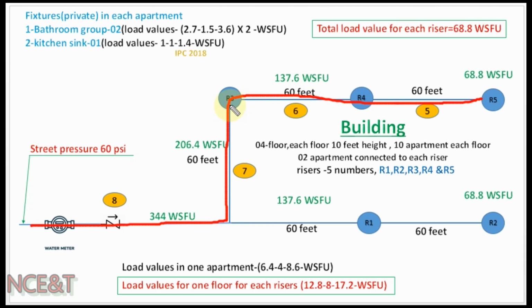Again, riser number 3 is connected to the critical path. Then the total load value will be 206.4 water supply fixture units, because there will be 3 risers connected and one riser has 68.8. So 68.8 into 3 will be 206.4 water supply fixture units. From this side also there are 2 risers. When all 5 risers are connected, the total load value will be 344 water supply fixture units, and we will give this pipe segment tag number 8.